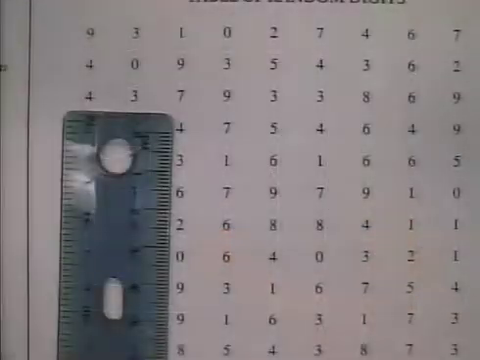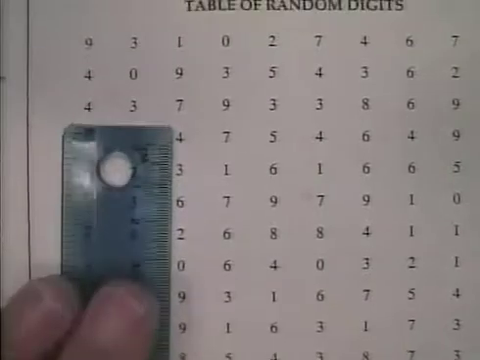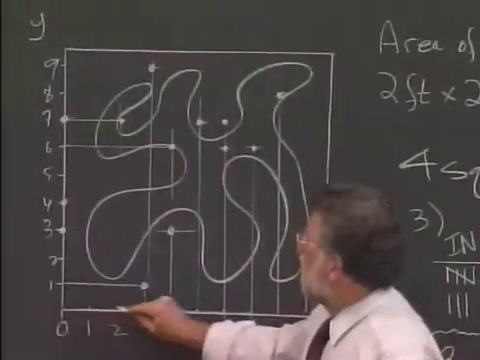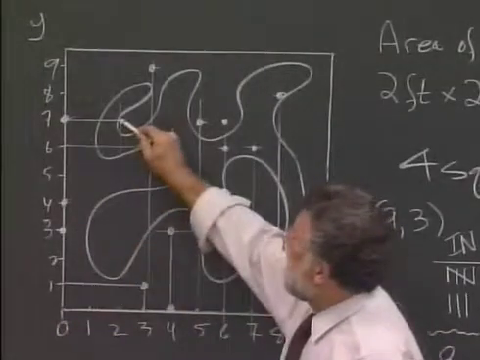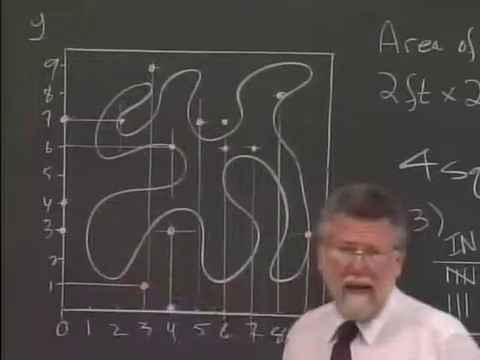Back to the table of random digits. My next pair is 2-7. I come from 0, go over 2, and up 7, and that was just barely outside.